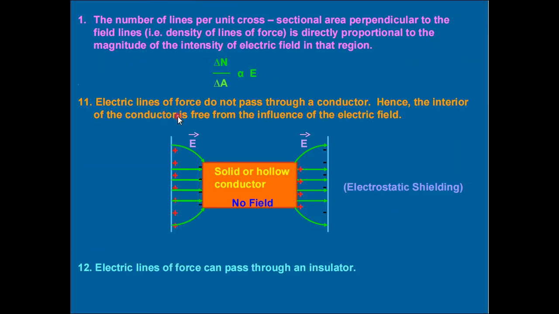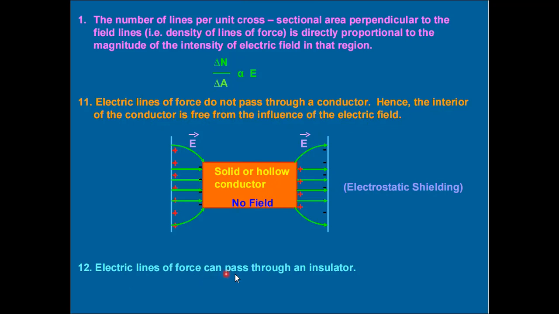So electric lines of force do not pass through a conductor. You have to remember that. Suppose a solid or hollow conductor like this, and we have to remember that the lines of force do not pass through a conductor. Hence, the interior of the conductor is free from the influence of the electric field. So electricity cannot pass through it. This is why this is a hollow conductor. This is called electrostatic shielding, and this is positive and this is negative.